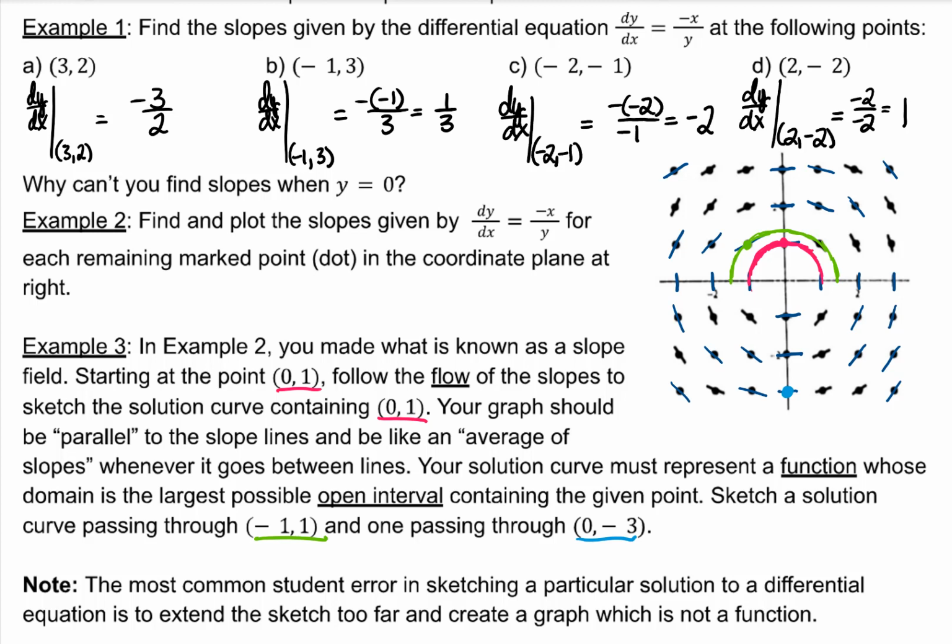This would be our lower semicircle in order for it to still be a function. If it's a semicircle and our radius is 3, then I can follow the idea of a semicircle for our solution curve. The most common student error in sketching a particular solution to a differential equation is to extend the sketch too far and create a graph which is not a function. So watch out for that. Make sure all your particular solution graphs pass the vertical line test.